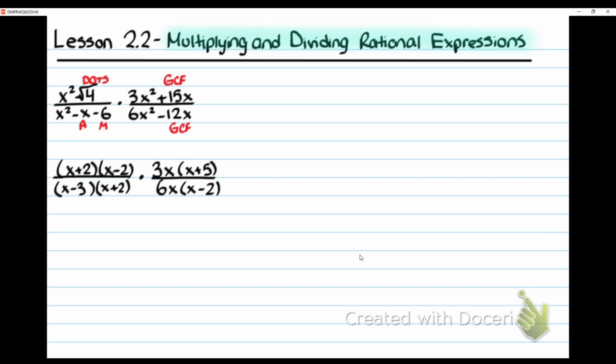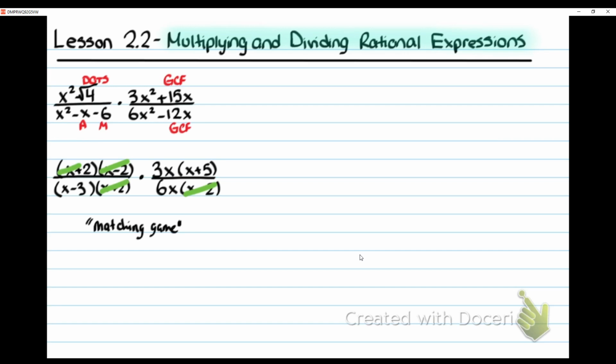Now we just play our matching game. So we match up which factors are the same. You can either go vertically or you can go diagonally and check if the numerator of one fraction has any factors that are the same as the denominator of the second fraction. So I can see by highlighting that I have an x minus 2 and an x minus 2. Those are going to cancel. I also have an x plus 2 and an x plus 2. Those are going to cancel.